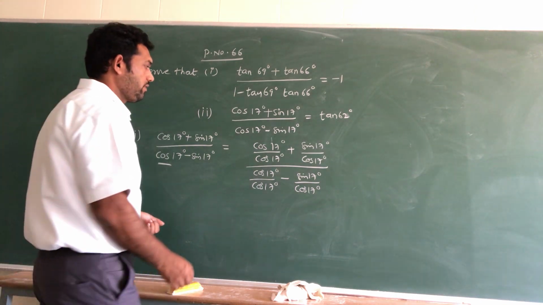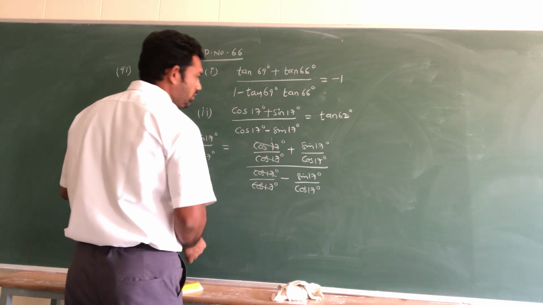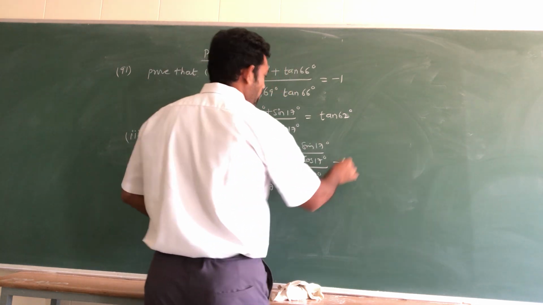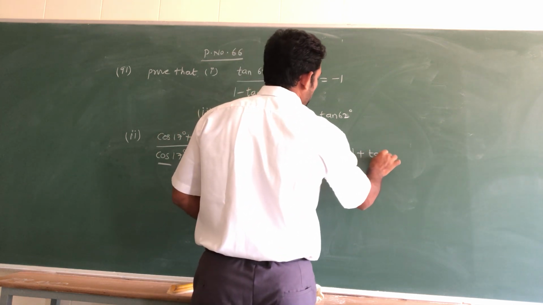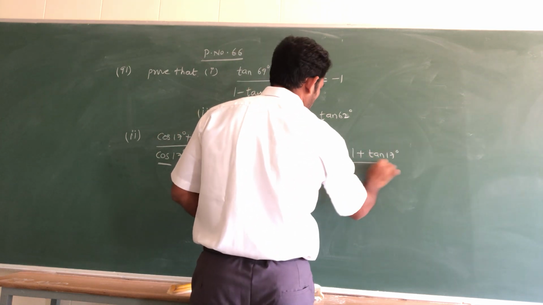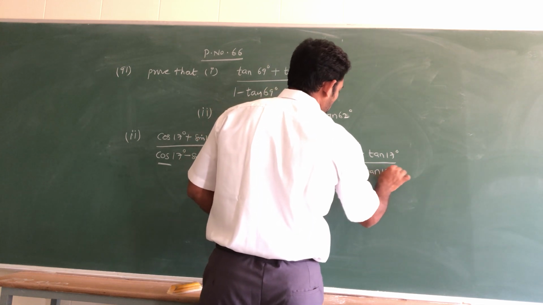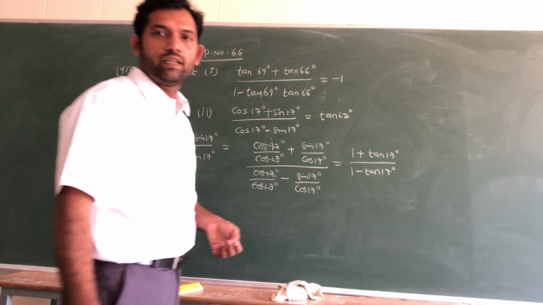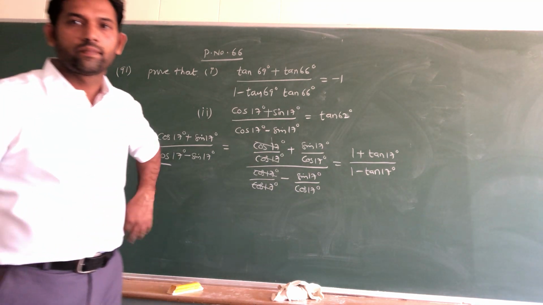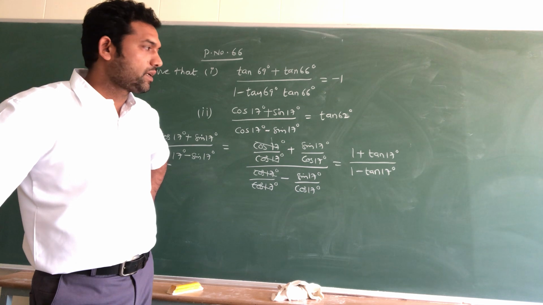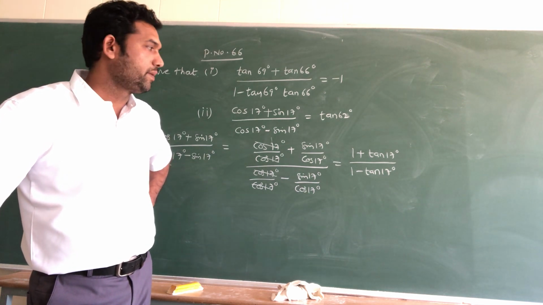So simplified, what we are getting, these two will be cancelled. So what is remaining here? 1 plus tan 17 degrees divided by 1 minus tan 17 degrees. Clear this one? 1 plus tan 17 degrees, 1 minus tan 17 degrees is remaining.